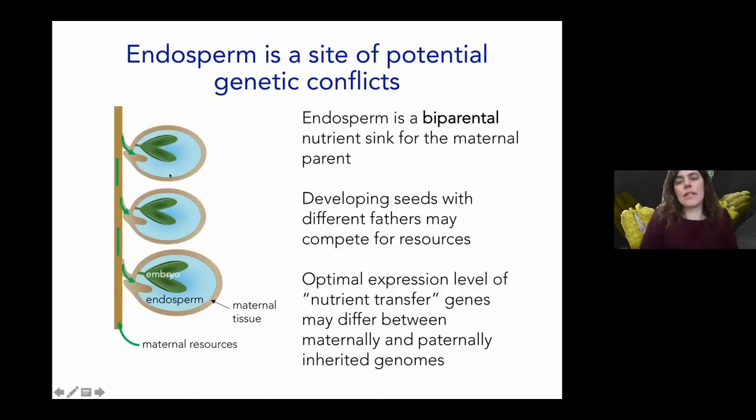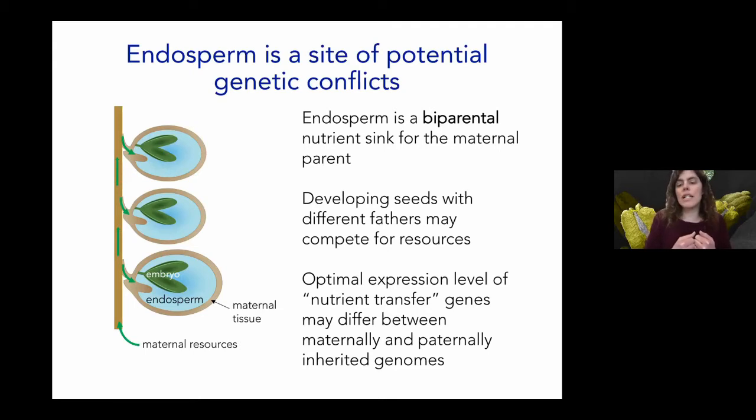Endosperm is a very interesting tissue because it is this biparental tissue. It's a product of fertilization. It has maternal and paternal genomes, and its function is to serve as a nutrient sink for the maternal parent. Because the endosperm is biparental and it's not perfectly related to the tissue from which it's extracting nutrients, it's thought that there may be genetic conflicts within the endosperm itself over this process.